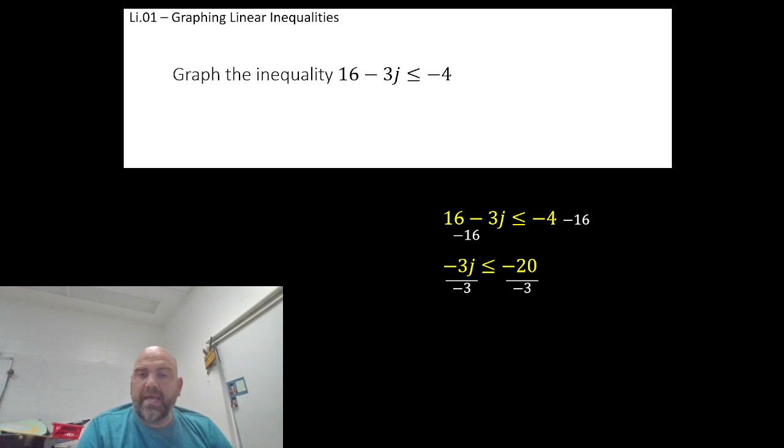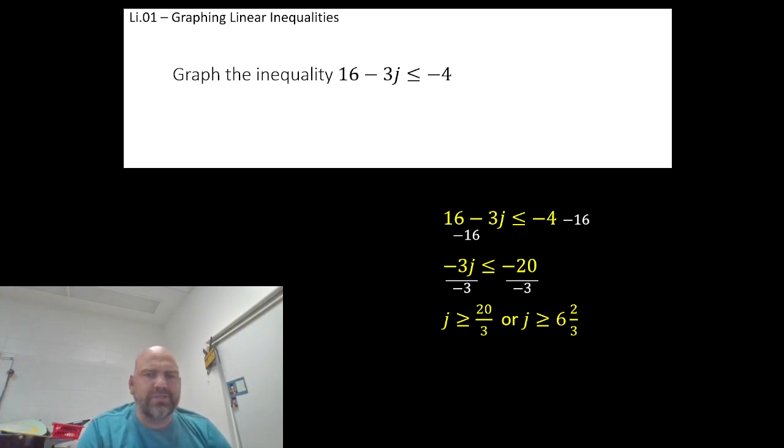Negative 3 divided by negative 3 is going to cancel out and become positive 1, which is important because then we get positive 1j. Negative 20 divided by negative 3 is going to become positive because it's two negatives there. And it's going to become positive 20 over 3. And so this is what it's going to look like. Okay, 20 over 3, or we could change that to 6 2/3. Okay, they both work.